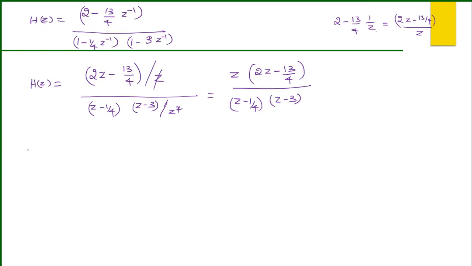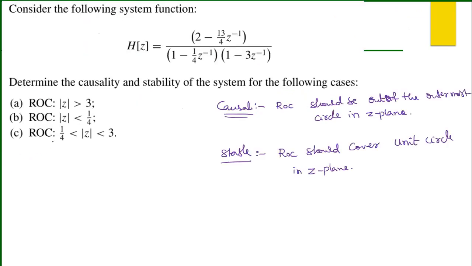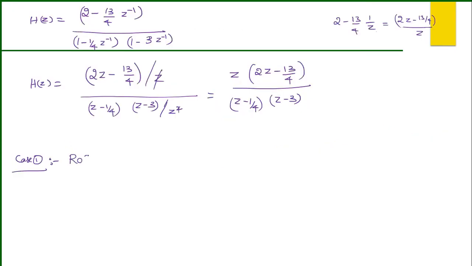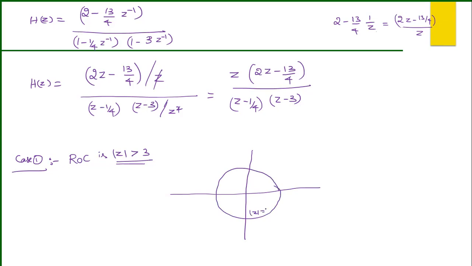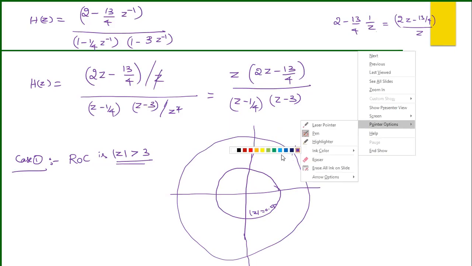Now case 1, the first problem: ROC is mod Z greater than 3. First you draw the two circles. What is the radius of the circle? One is 1 by 4, meaning 0.25, and another one is 3. Now, what is the ROC given? Z greater than 3. Greater than 3 means the ROC is outside the circle. So this is the ROC.